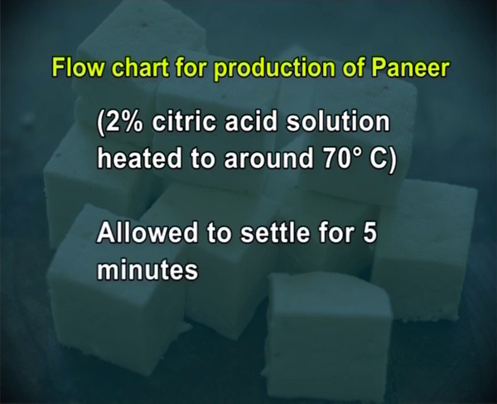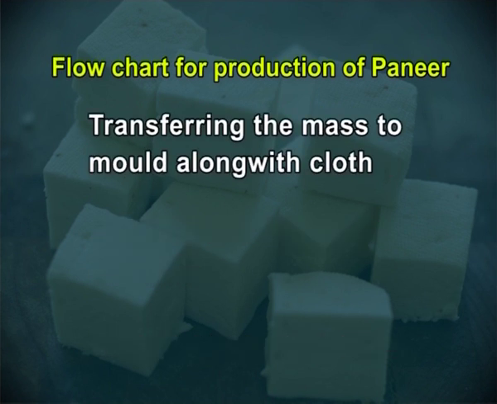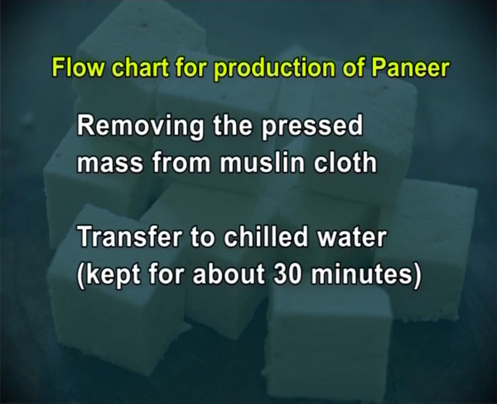Allowed to settle for 5 minutes. Transfer to muslin cloth. Transferring the mass to mold along with the cloth. Pressed for about 30 minutes. Removing the pressed mass from the muslin cloth. Transfer to chilled water, kept for about 30 minutes.